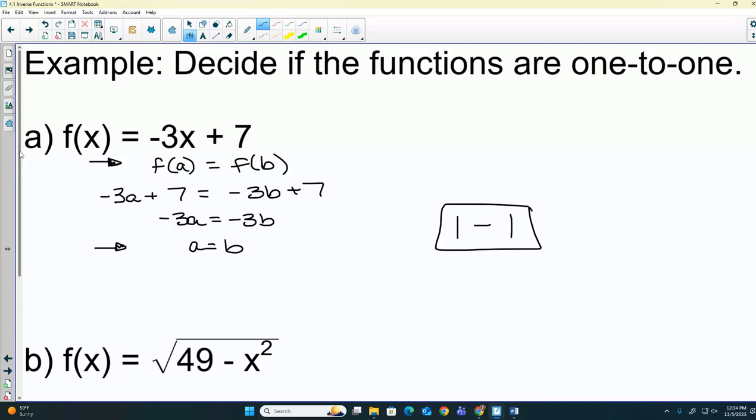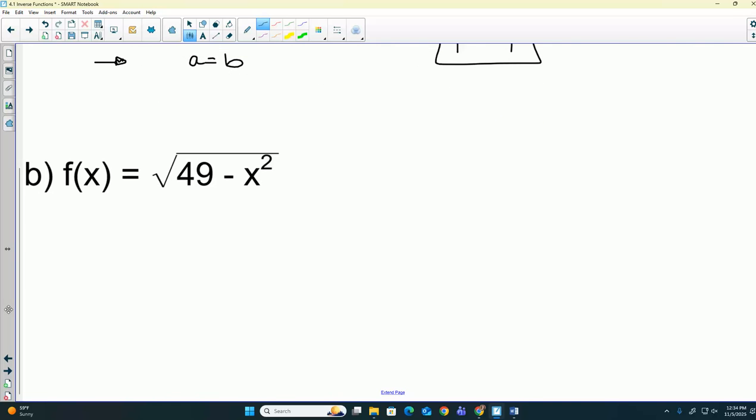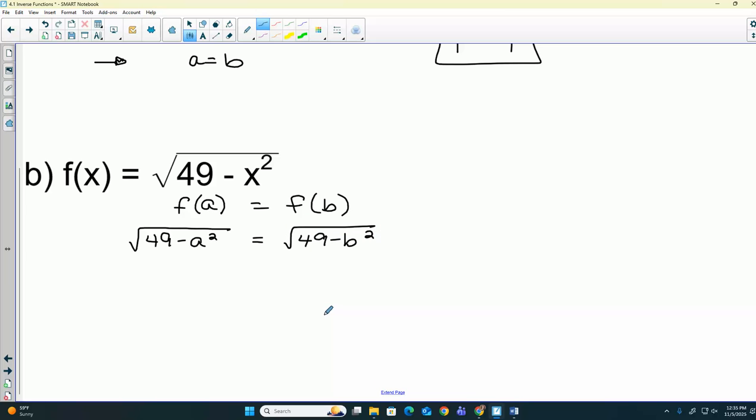Let's look at this one. So if it's one-to-one, that means y can't repeat. So we're going to start out pretending y does repeat. f of a is equal to f of b. Okay, so if you put an a in, we get the square root of 49 minus a squared. If we put in a b, we get the square root of 49 minus b squared. Take a second and solve this for a.